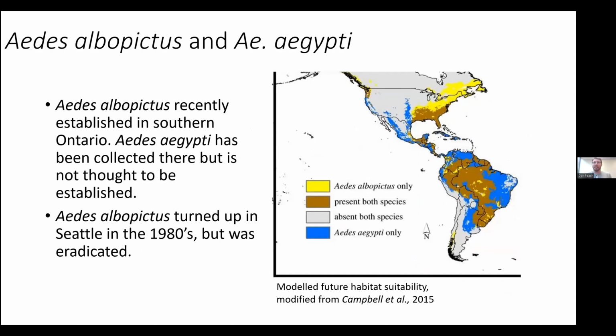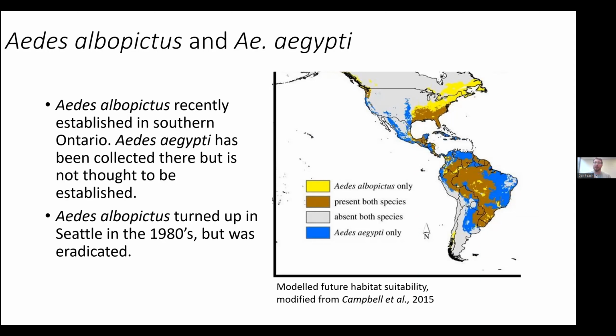Aedes albopictus and Aedes aegypti. Aedes albopictus was recently found to have established in southern Ontario. Aedes aegypti tends to be collected now and then there as well. So it's not impossible that one of these could hitch a ride west in a car. It could also turn up on its own. For instance, Aedes albopictus showed up in some imported tires in Seattle in the 1980s. Luckily, this was detected very quickly and a very aggressive response was taken to eradicate it. But had it not been picked up quickly, it might have spread far enough that it wouldn't have been able to be eradicated. So this is really a good case study in why it's important to monitor for these things here in BC.